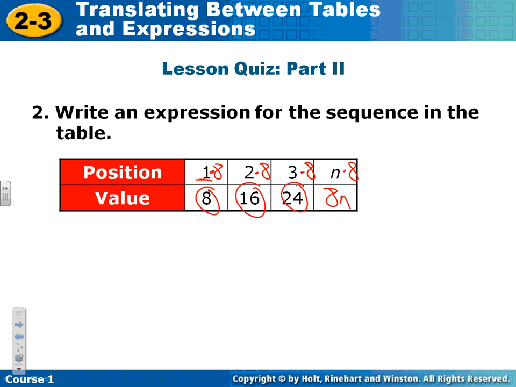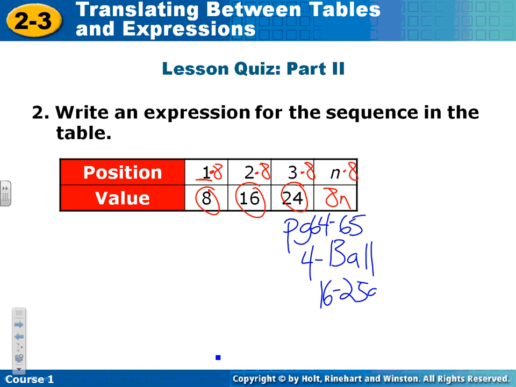All right, your homework assignment. Same thing. It's going to be in your book. It's going to be page 64 to 65, 4 to 13 all, and then 16 to 25 all.